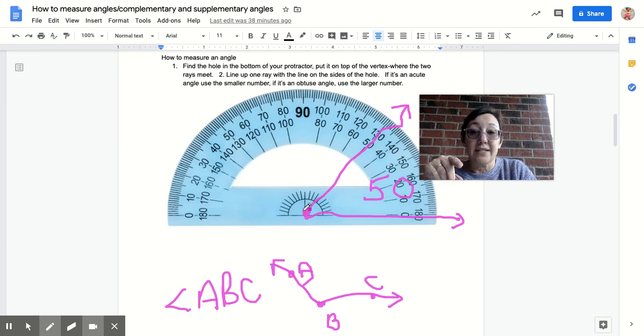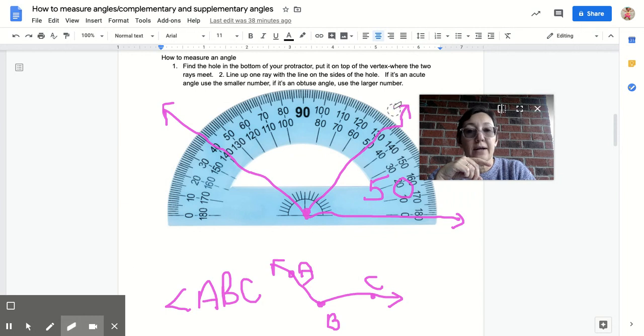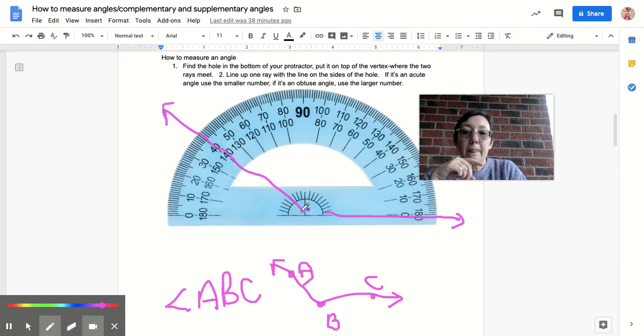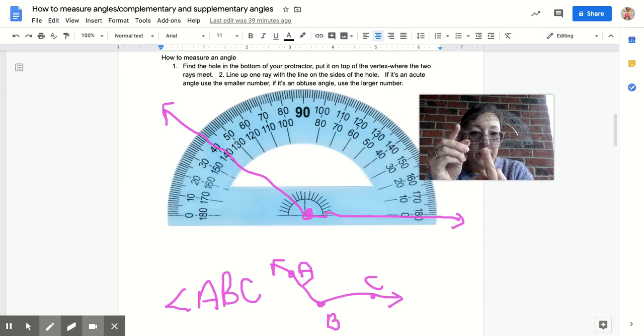So if I did want it to lounge and I wanted to measure this angle right here, I can get rid of this one and erase it all. If I want to measure this angle, my vertex is still lined up with that middle hole, and I look. Now, this can't be 40 degrees because it's a big, fat, wide angle. So this one has got to be 140 degrees.